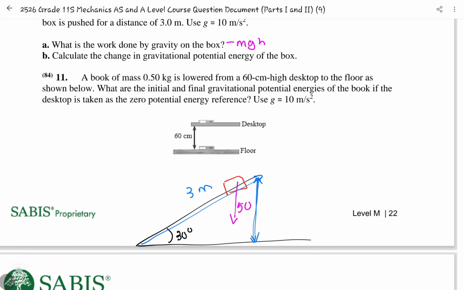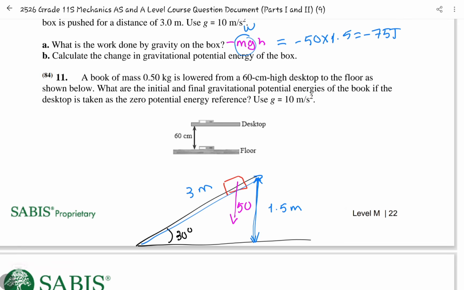I need to apply the sine rule. So 3 meters is my hypotenuse. I have 30 degrees, which is my angle, and I need to find the height, which is opposite to it. So I need to do 3 times sine 30. I got my height to be 1.5 meters. So it's going to be minus mgh. mg is basically the weight, so it's minus 50 times 1.5, which is minus 75 joules.